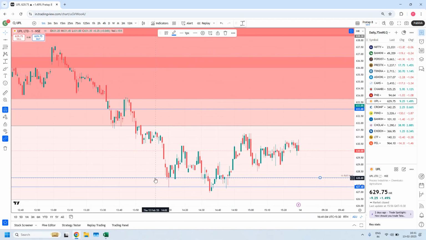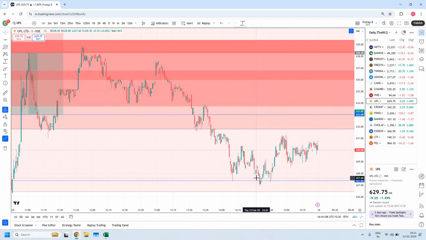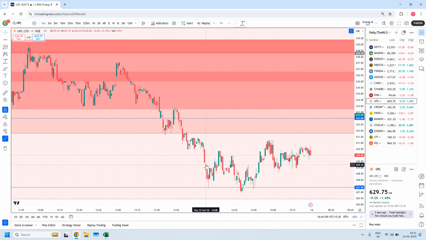See, previously we discussed the resistance line. Now see, this is the support line. Why am I saying support? This is the area where prices are holding multiple times. Maybe you can draw a little above also. So mostly this is the area where it is holding the prices.